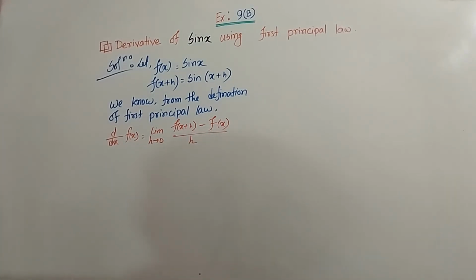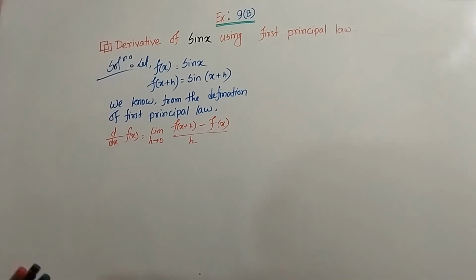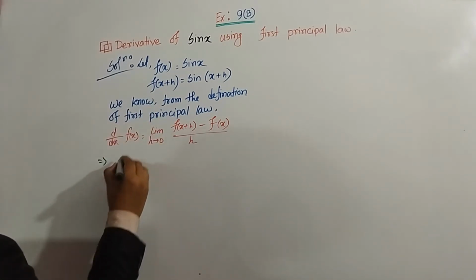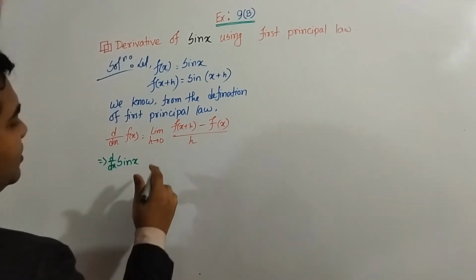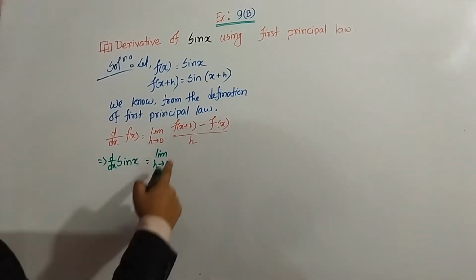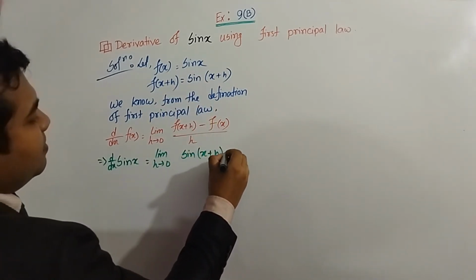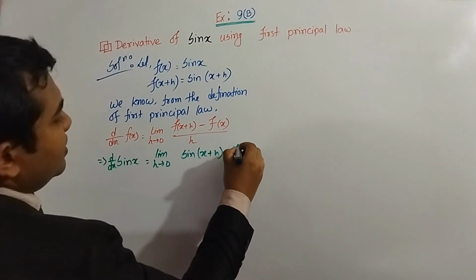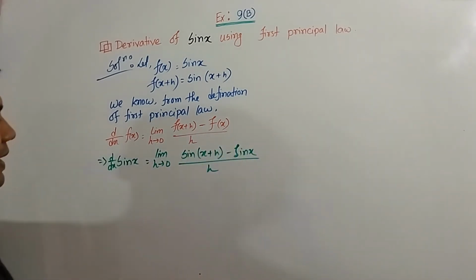Okay, now just putting the values in here. If we put here the value of f(x), then it should be sine x, that is d/dx of sine x should be the limit as h tends to 0 of f(x plus h), which is sine of x plus h, minus sine of x, divided by h.